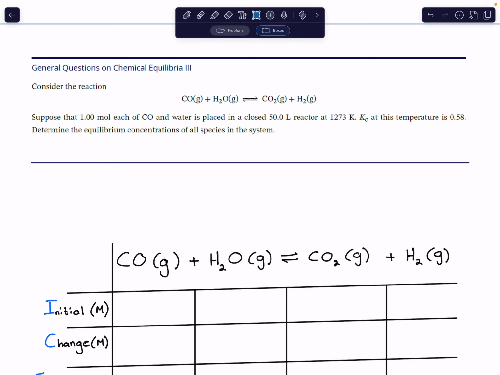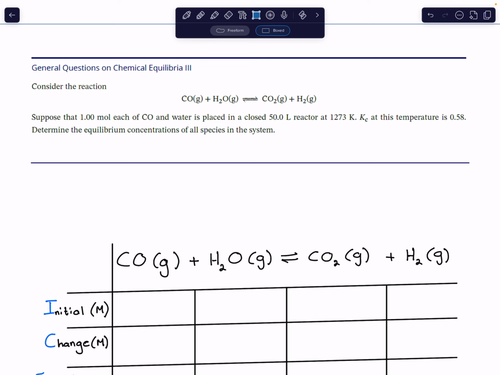Hello everyone, so let's continue our conversation on chemical equilibria and looking at some general questions on that topic. In this example, I want to look at how we can calculate some equilibrium concentrations given a Kc value and a specific mixture of reactants.